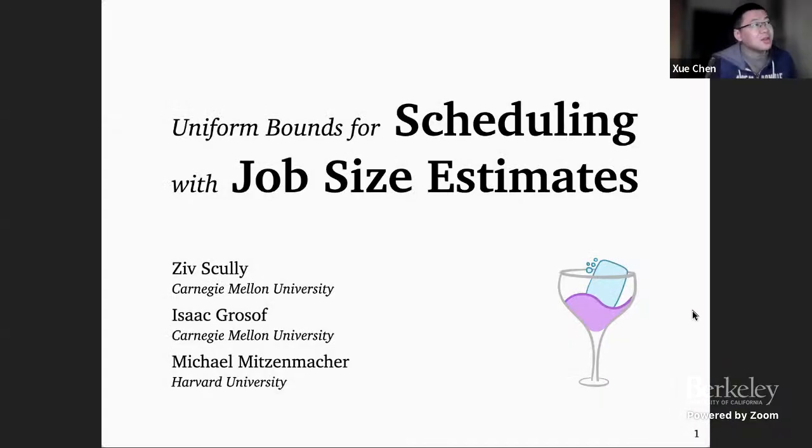Okay, the first talk. Okay, Steve, do you want to share your screen? You are muted. All right. Okay, let me make the introduction. So hello everybody, we will have the fourth talk in this session by Steve about uniform bounds for scheduling with job size estimates. Here you go, Steve.